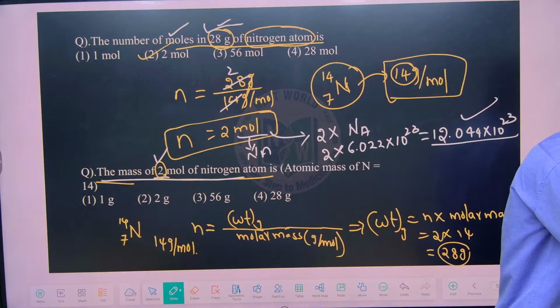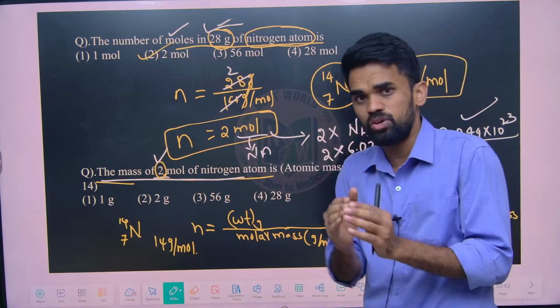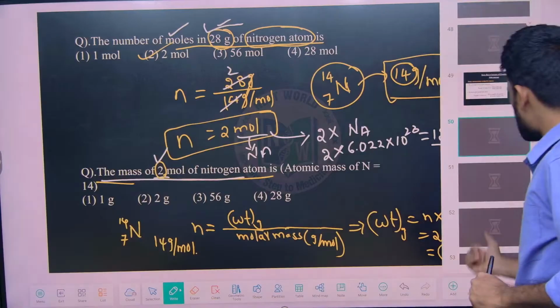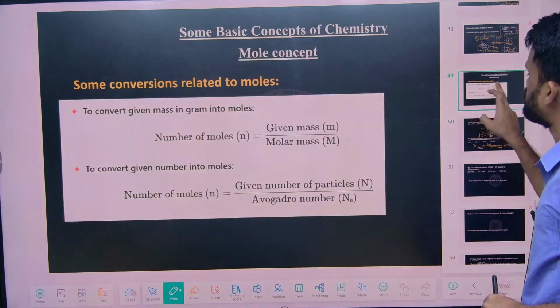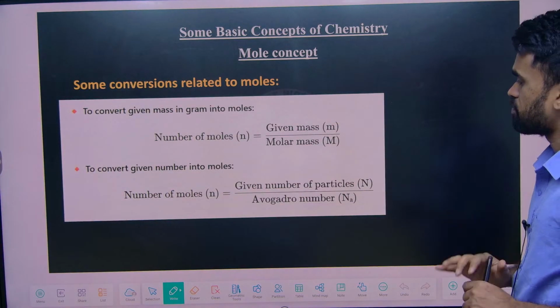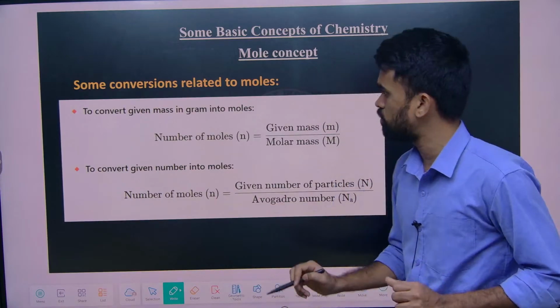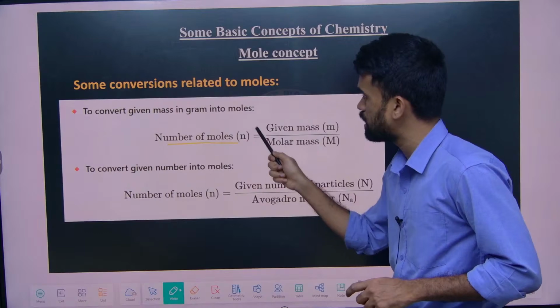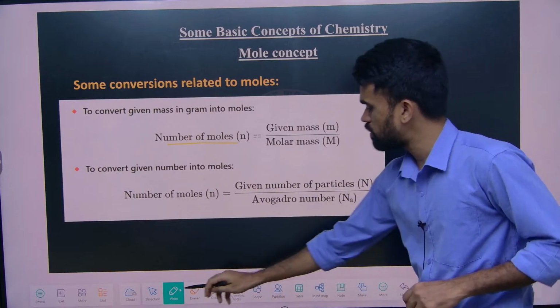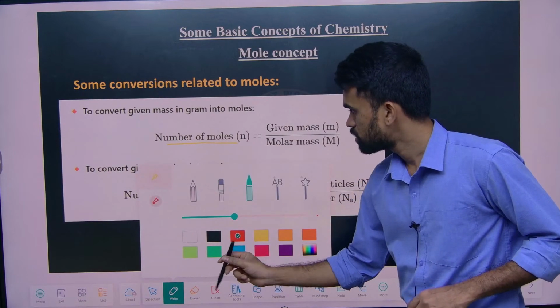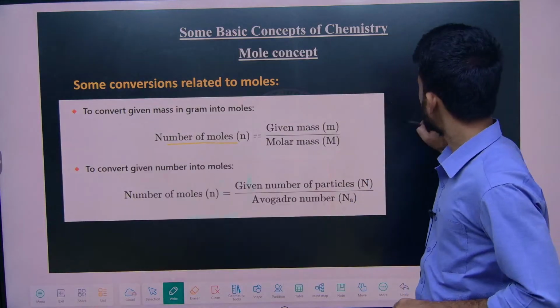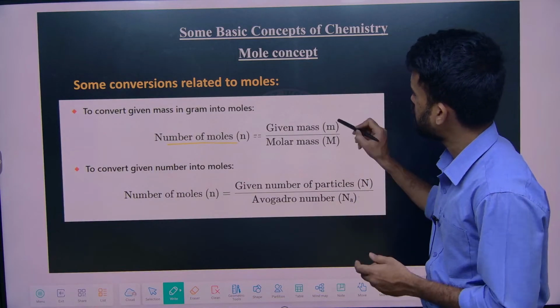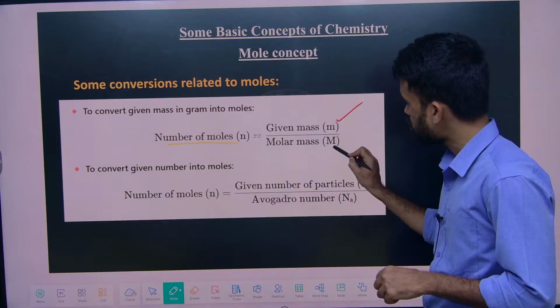Interconversion of one unit to another unit. So now let me conclude that here in this small table you can write these formulas. What is the first formula I wanted to give you? Number of moles, indicated with the symbol n, is equal to given mass of the substance divided by molar mass of the substance.